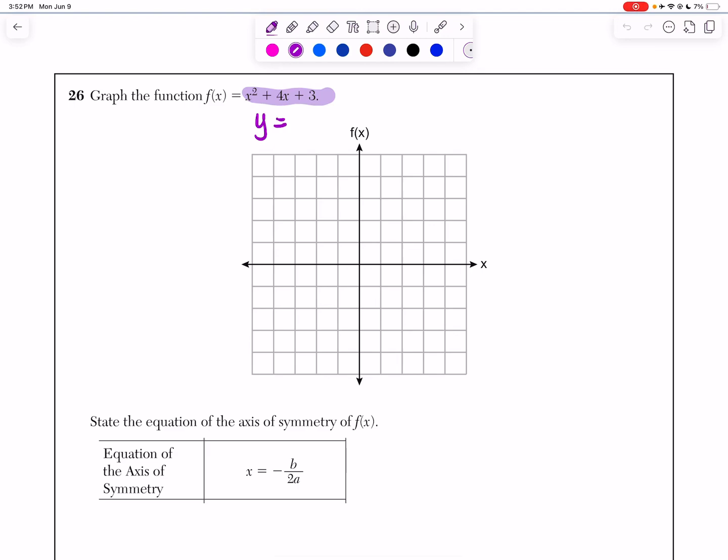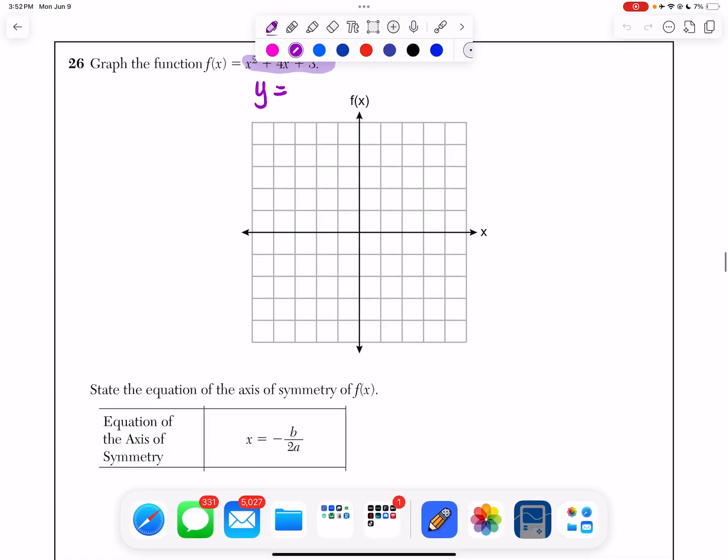26, graph the function f of x equals x squared plus 4x plus 3. Also state the equation for the axis of symmetry of f of x. The nice thing is, the axis of symmetry formula is on your reference sheet, so let's pull up our calculator.